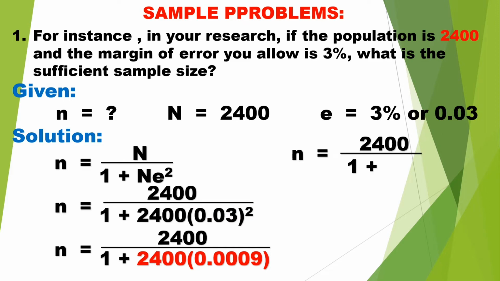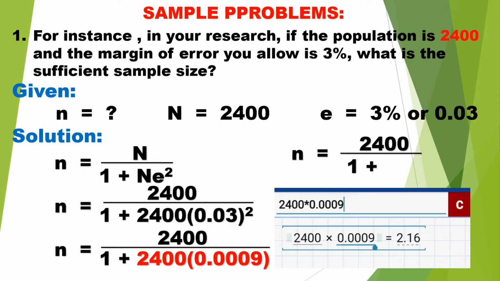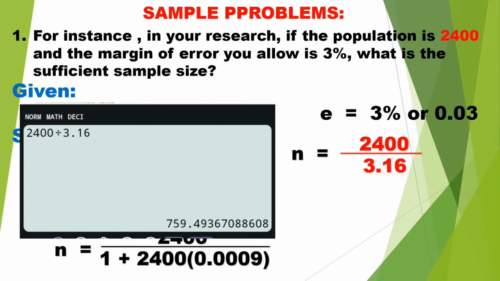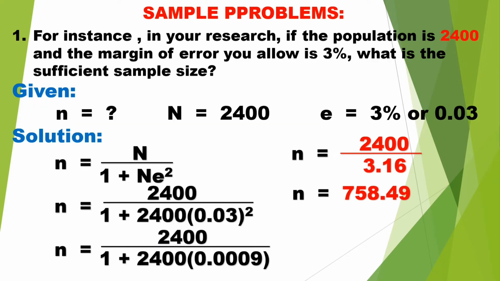Next, multiply 2,400 and 0.0009. Its product is 2.16. Simplify the denominator: 1 plus 2.16 equals 3.16. Simplify further the whole expression by dividing 2,400 by 3.16, and the quotient is 758.49. Since we are talking about persons or any population, we don't have a 0.49 value.